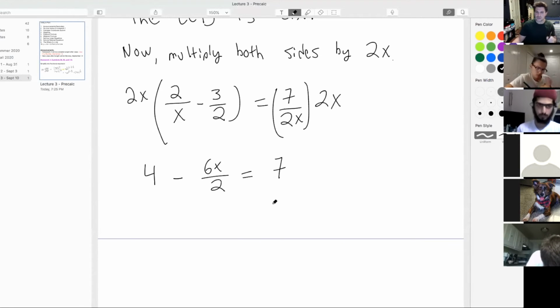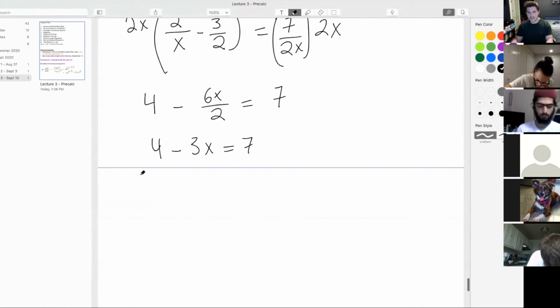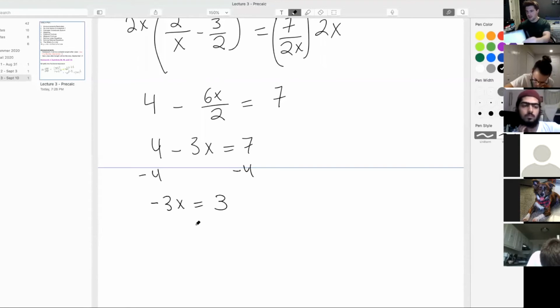Okay, so we know how to do that. So just to make things a little easier, this negative 6x over 2, that's the same as negative 3x. So this is 4 minus 3x is equal to 7. Okay, now let's subtract 4 from both sides. So I have negative 3x is equal to 3. And then I divide both sides by negative 3, and I'll get x is negative 1. All right, so that's the answer.